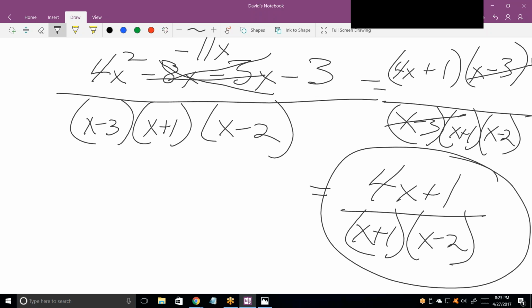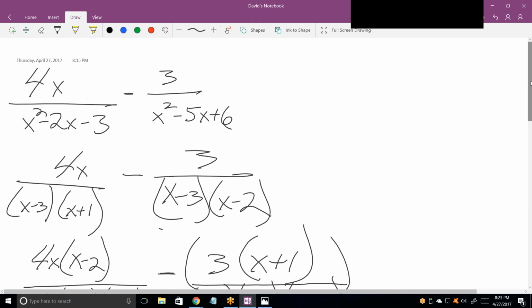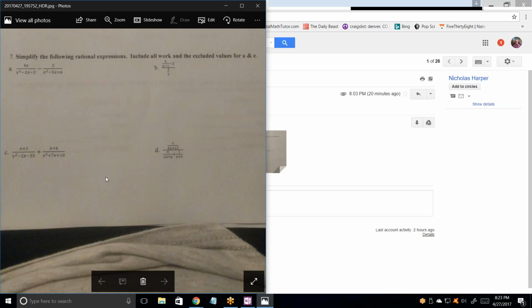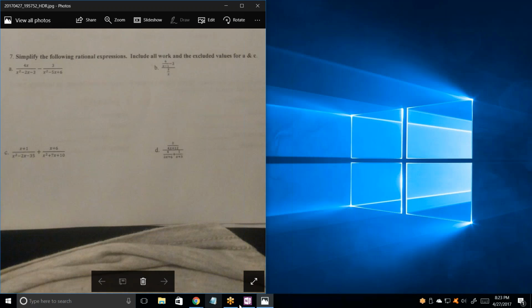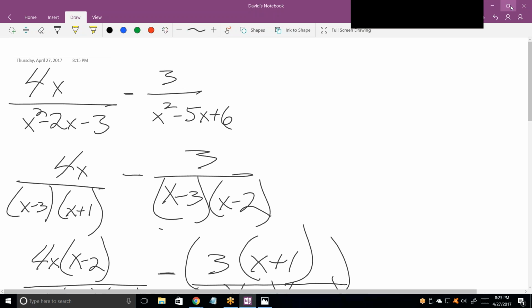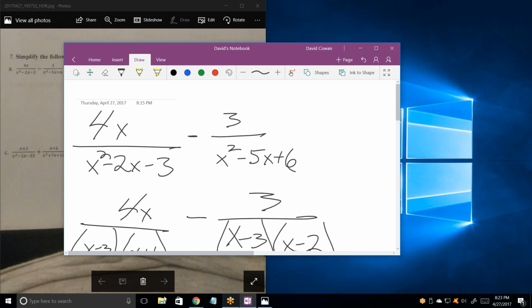Because I was able to factor the numerator and come up with a factor that matched one of the factors in the denominator. That was a good problem. I should write that down and save it. Hold on.